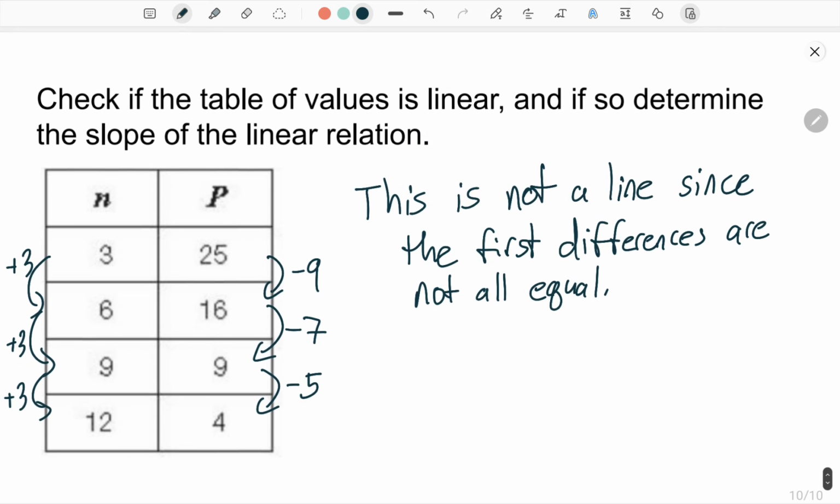Okay. And so that's a look at how we can make use of a table of values to figure out the slope, and also just double checking if something's linear. And then also just being able to use alternate forms such as y2 minus y1 over x2 minus x1 to determine the slope of a line.